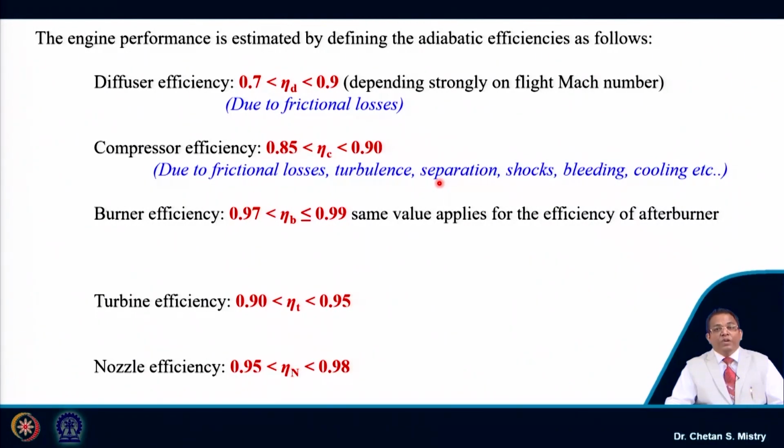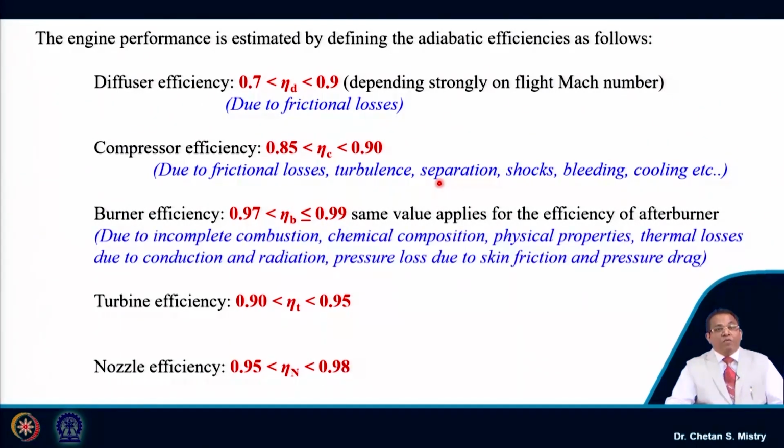The next component is the burner or combustion chamber, and this is a very efficient process, and that is the reason the efficiency will be in the range of 97% to 99%. We have one more additional component which we will discuss next week, the afterburner, which also has efficiency in this range. What we realize is that incomplete combustion, chemical composition, physical properties, thermal losses due to conduction and radiation, and pressure losses because of skin friction and pressure drag all bring in the efficiency term for the combustion chamber.